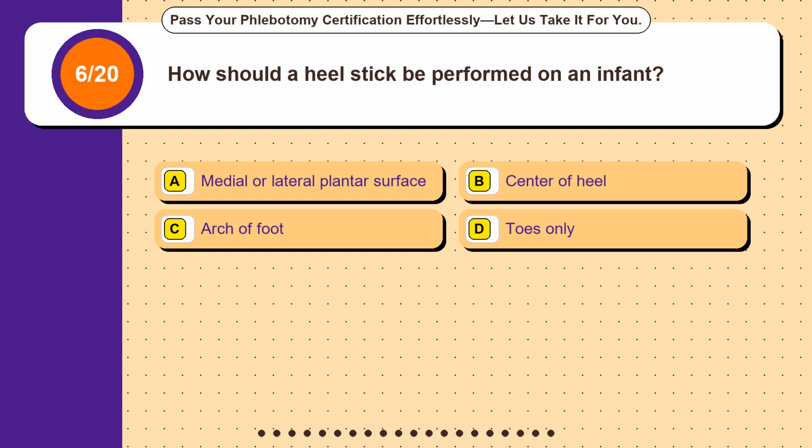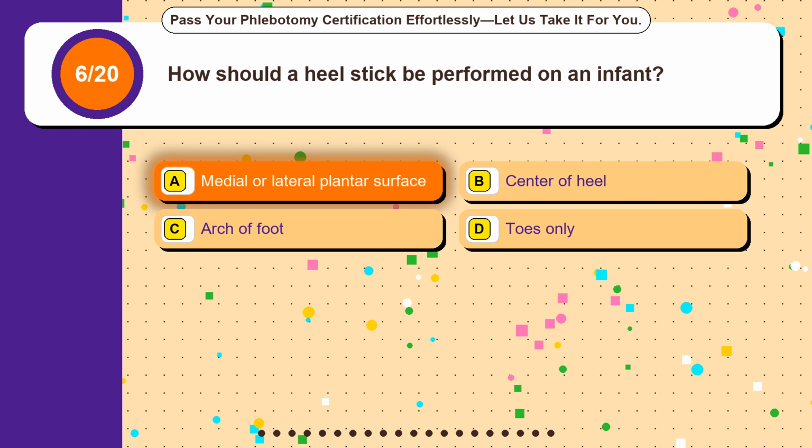Question 6. How should a heel stick be performed on an infant? Option A, medial or lateral plantar surface. Option B, center of heel. Option C, arch of foot. Option D, toes only. The correct answer is option A, medial or lateral plantar surface.